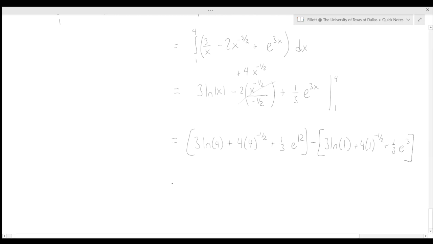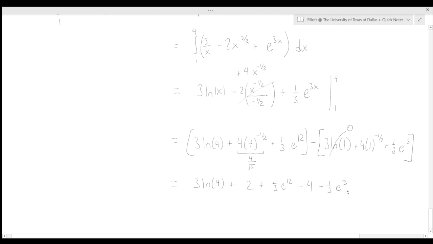Okay, and just simplifying a little bit to get the final answer. Okay, so you got 3 natural log of 4. Now for this one over here, remember that 4 to the negative 1/2? Negative moves it into the denominator. And since it's to the half power, that's the same as square root. So then that's 4 over 2 should be equal to 2. Let's see here, we've got plus 1/3 e to the power of 12. And here, good to remember that natural log 1 is 0. And then 1 to any power is just 1. So that's going to be just minus 4. And then you're going to get minus 1/3 e cubed.